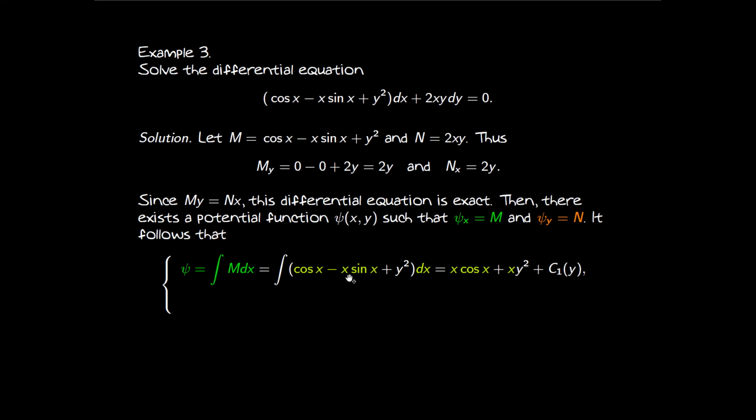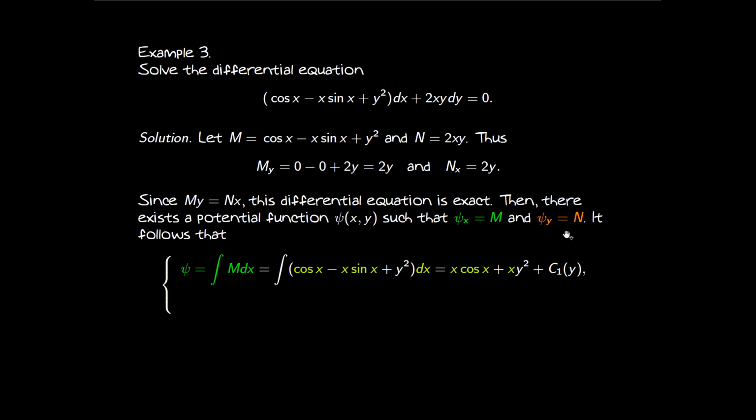But for this case, if you are familiar with this type of functions, you might already notice that the antiderivative for these two terms is going to be x times cosine x. If you do the derivative for this product, you're going to get these two terms. For the y squared, because this is a constant, you're just going to get x times a constant. And once again, you have a c1, which might be a function of y here.